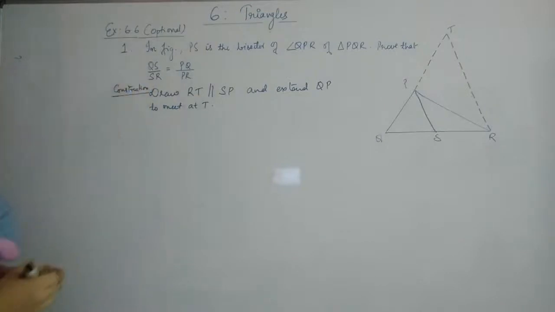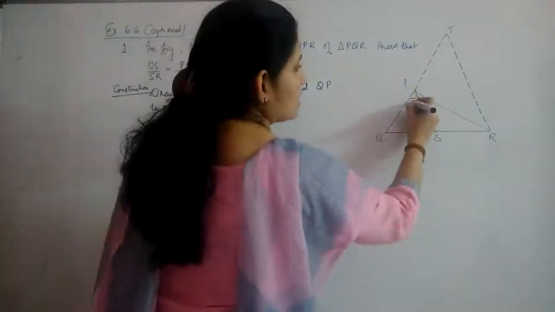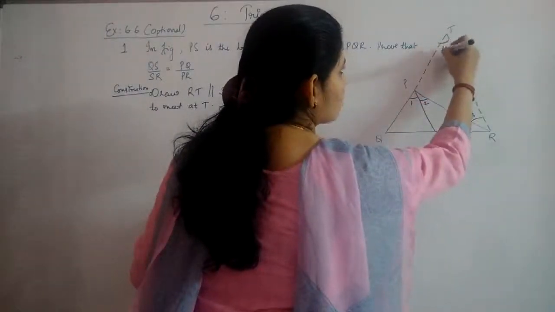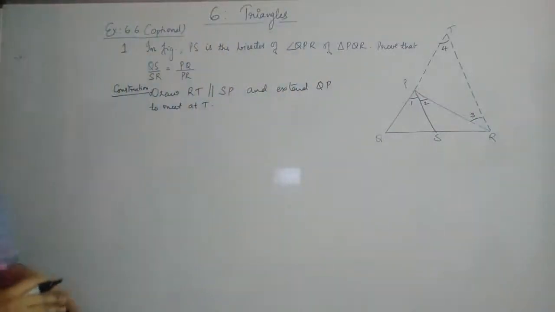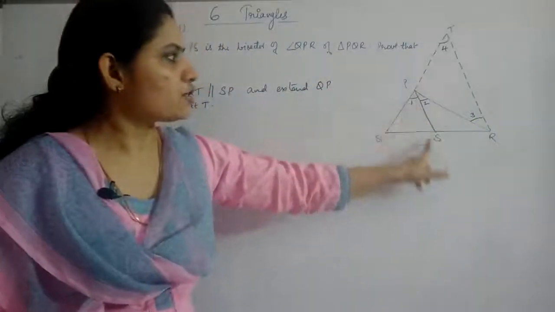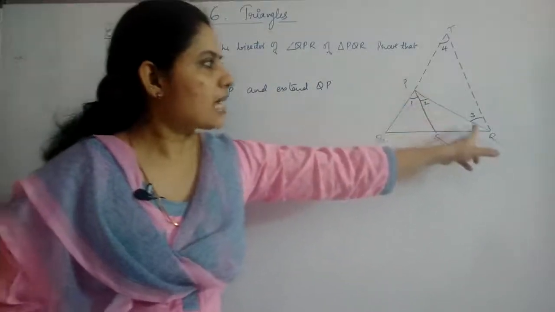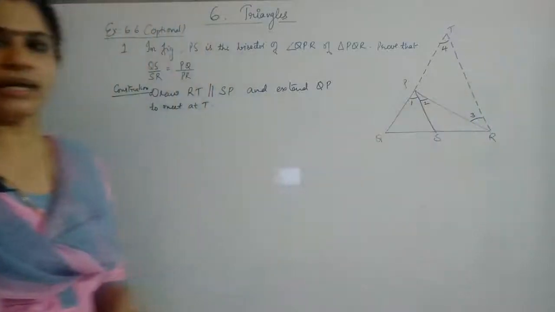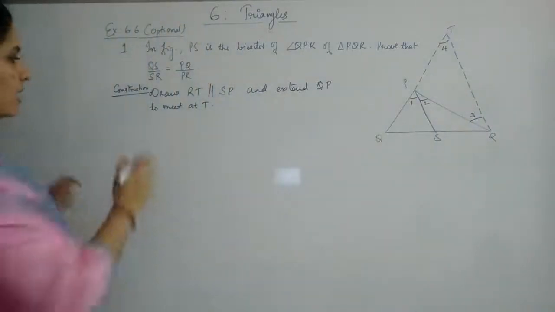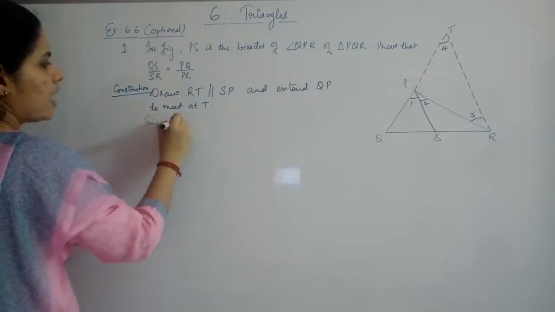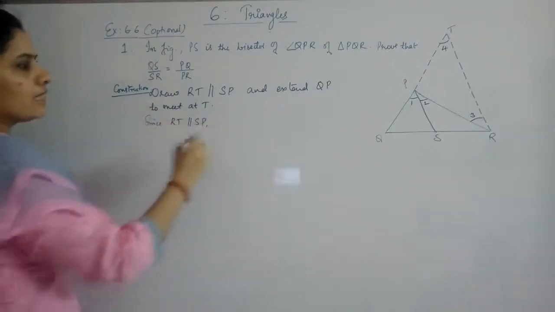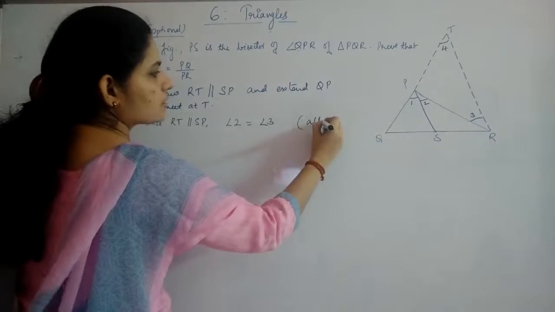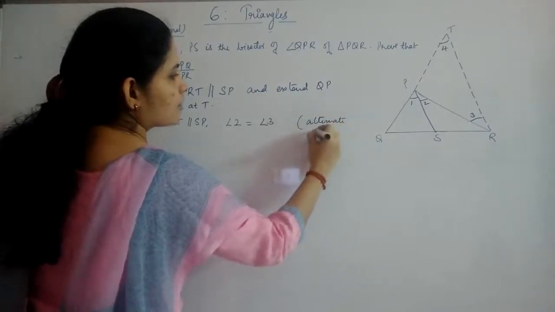right? Now I am just marking the angles for the ease as 1, this is taken as 2, this one as 3 and this as 4. Okay. Now since we have taken RT parallel to this SP, PR is acting as a transversal, as you can see. So we can say that angle 2 will be equal to angle 3. Why? Because they are alternate interior angles.